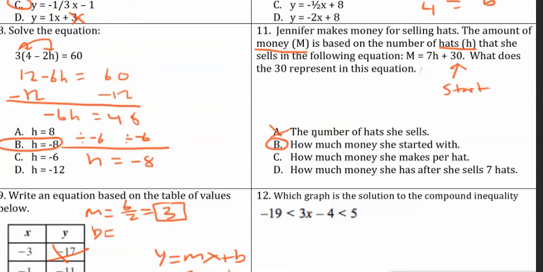Let's just read the other ones to make sure, though. How much money she makes per hat. The amount of money she makes per hat is the 7, our slope. That's the per hat amount of money. And then D, how much money she has after she sells 7 hats. No, it's that starting amount. So B is correct.